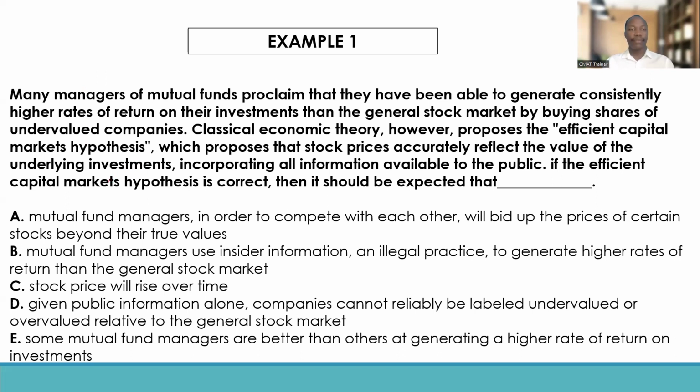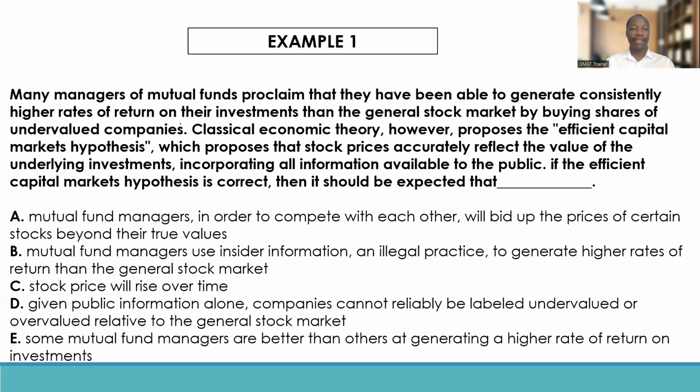So this is example one. Again, take note that paragraph completion question types usually come in the form of a single paragraph, right? So in this example, it goes: many managers of mutual funds proclaim that they have been able to generate consistently higher rates of return on their investments in the general stock market by buying shares of undervalued companies. Classical economic theory, however, proposes the efficient capital markets hypothesis, which proposes that stock prices accurately reflect the value of the underlying investments, incorporating all information available to the public.